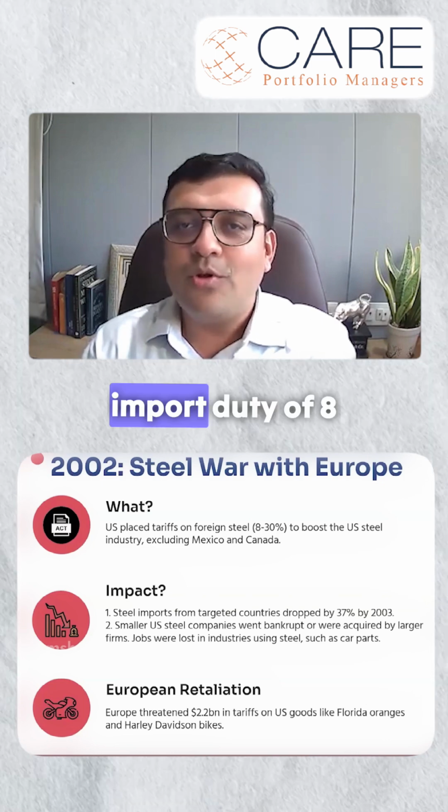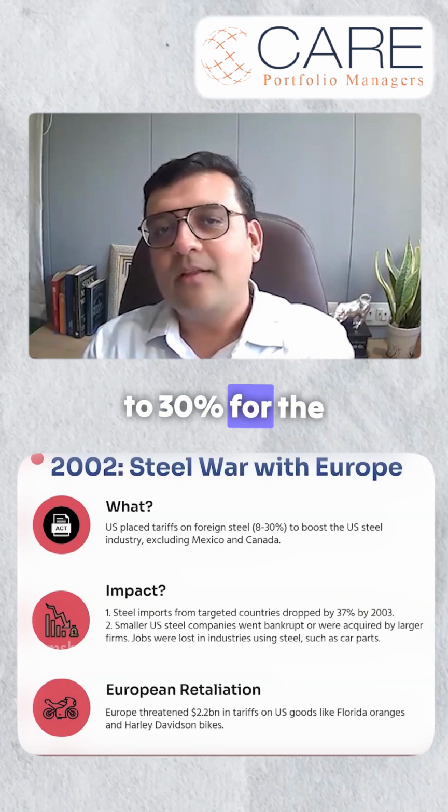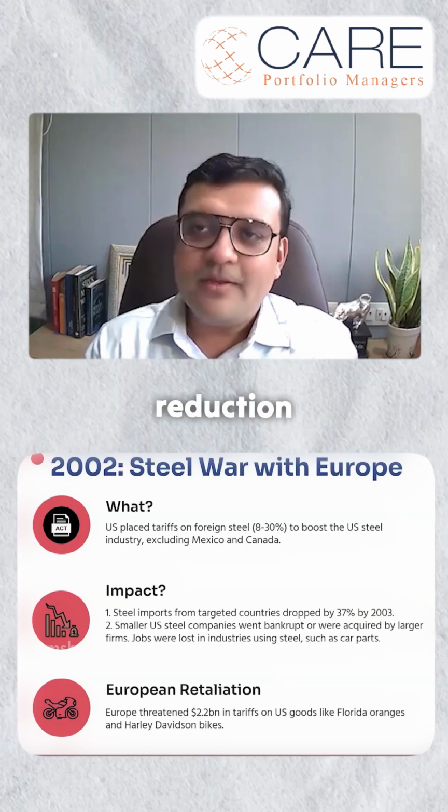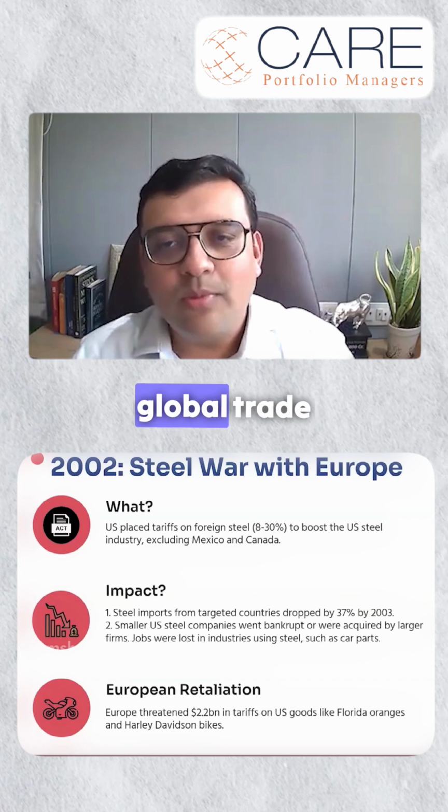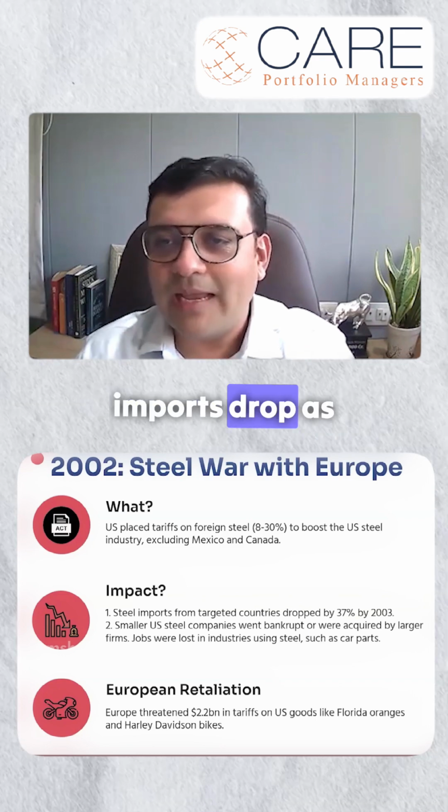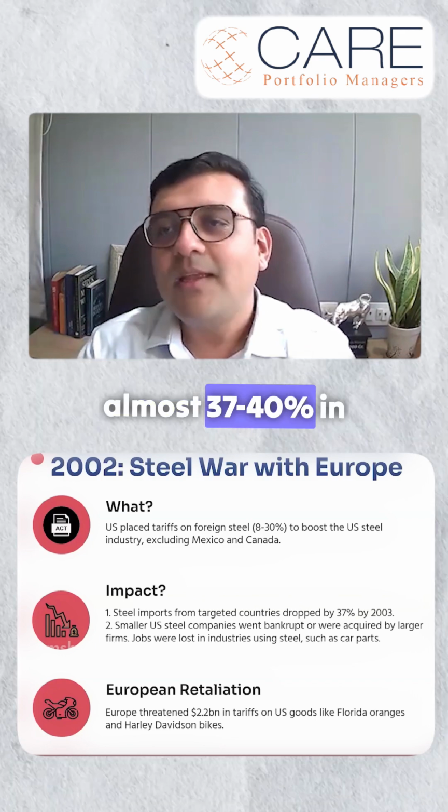Again, in 2002, this was started by the US, where to protect the domestic steel industry, they levied an import duty of 8 to 30% on steel. The impact was the same: a significant reduction in global trade. Steel imports dropped by almost 37-40% in the next 1 year.